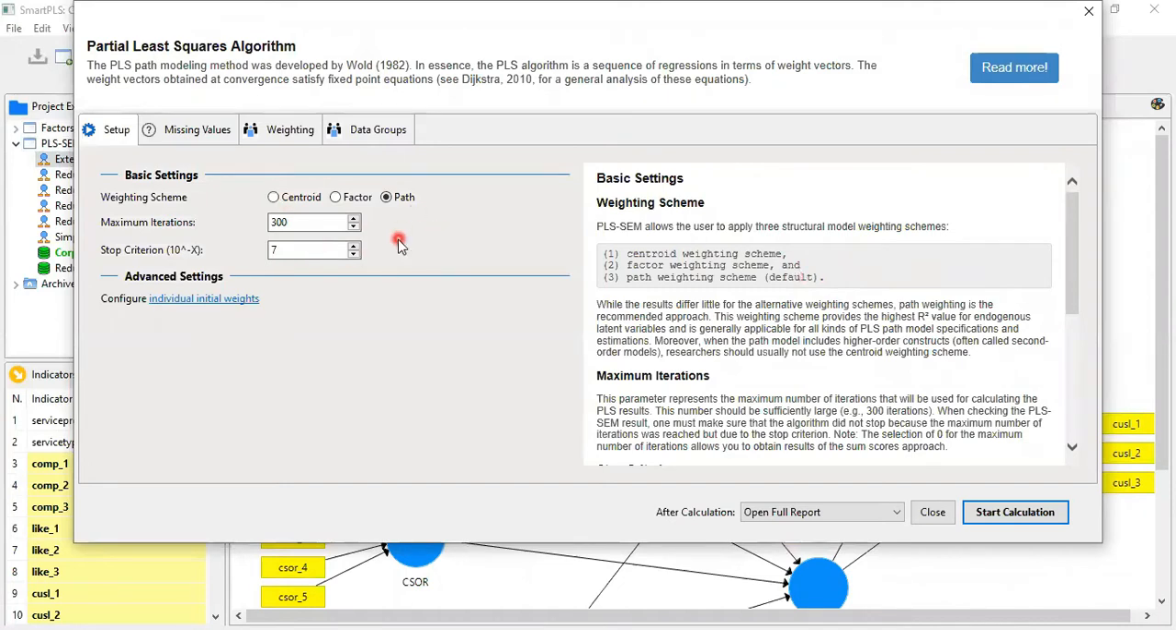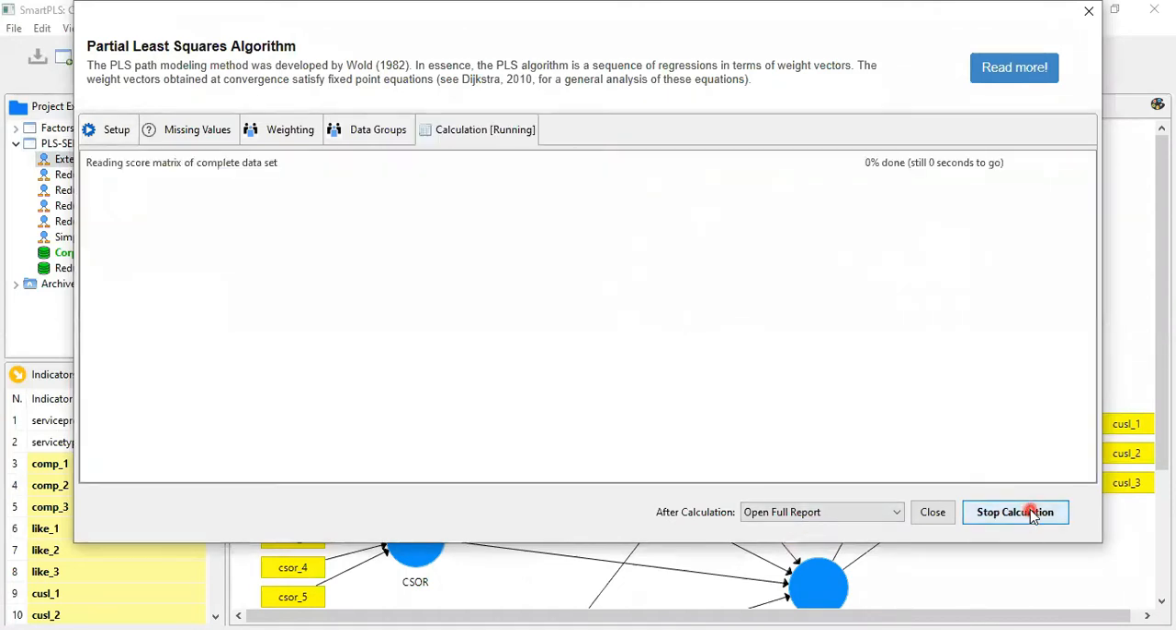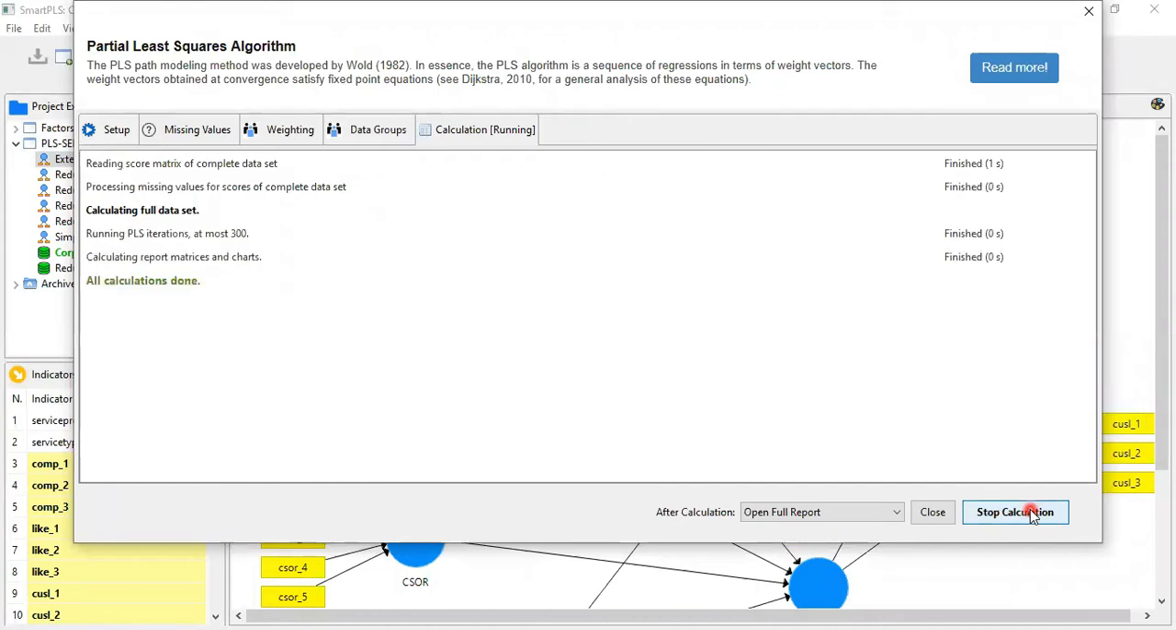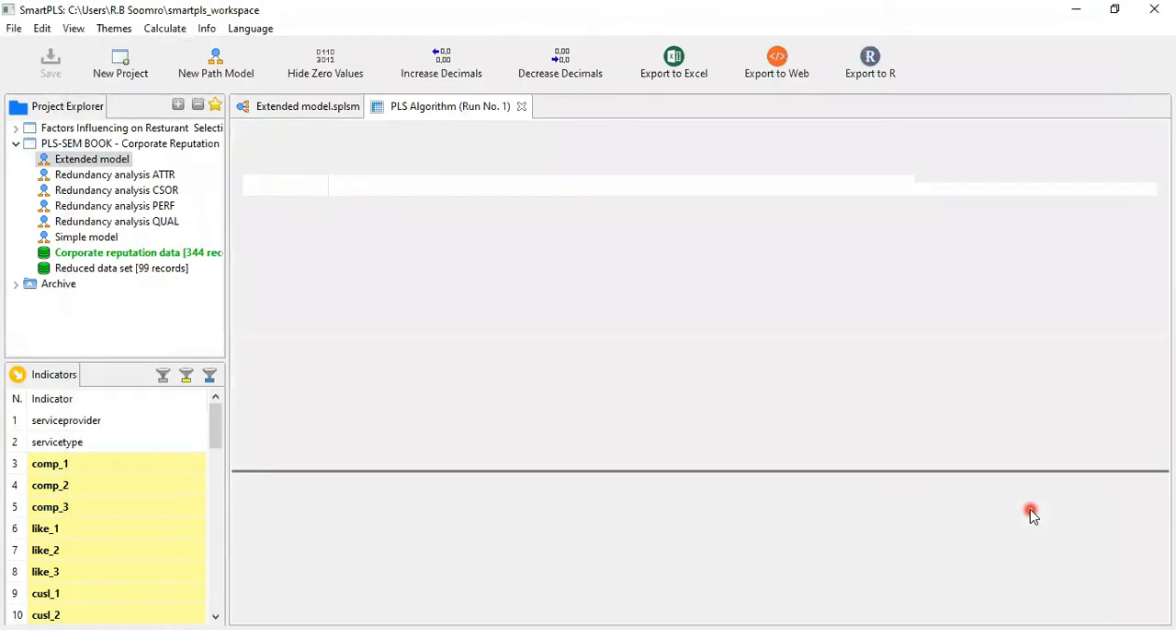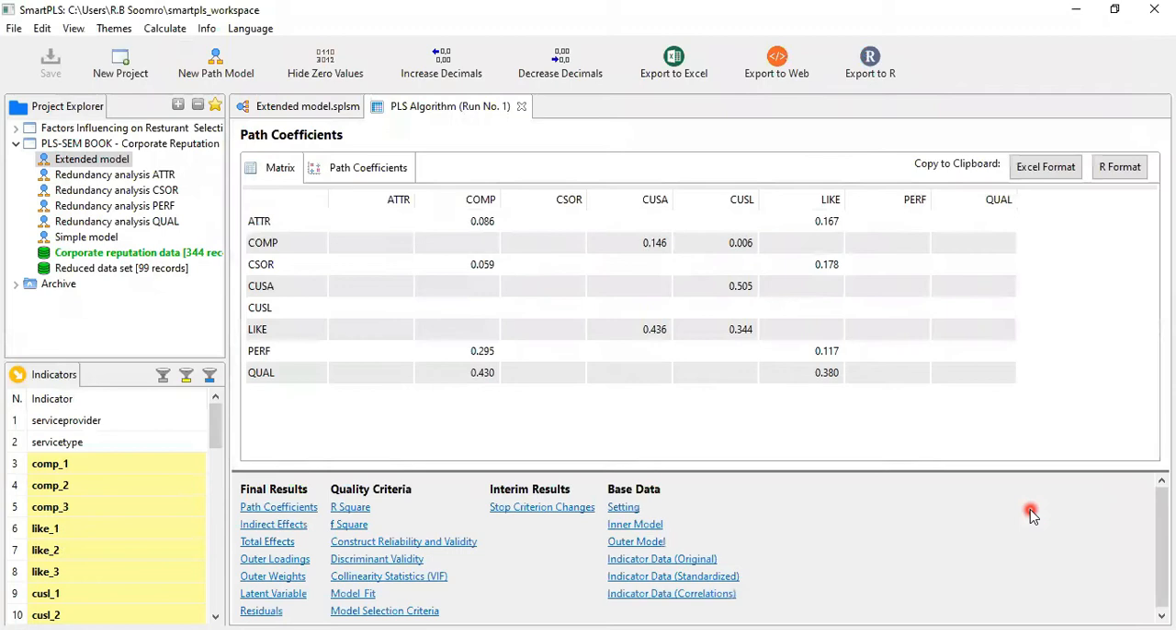Okay, so these are good. Then start the calculation. It's very quick to calculate all these things, and the results have been provided to us. Okay.